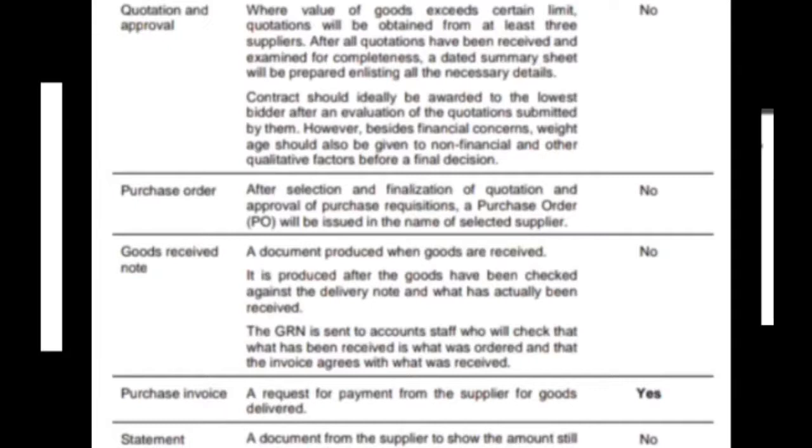Then purchase invoice. A purchase invoice is a request from the supplier that the goods have been given to you and you have to make this and that payment. Then statement. Statement means a record that the company has to pay this and that amount at that point of time. At the point of delivery, the company has to pay this and that amount to the supplier.